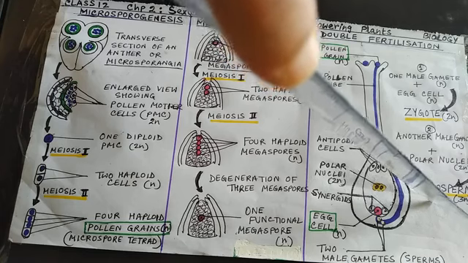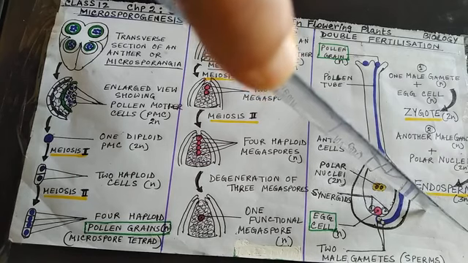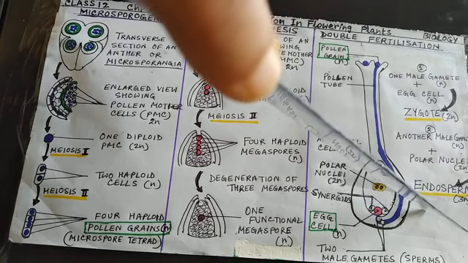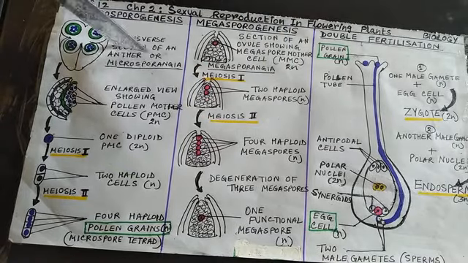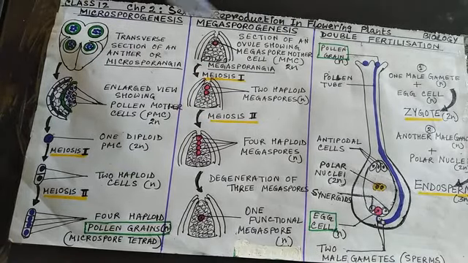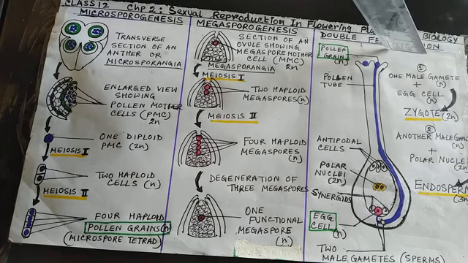And the third type is helobial endosperm. This is an intermediate type between cellular and nuclear endosperm. So here we come to the end of these three processes: microsporogenesis, megasporogenesis, and double fertilization.